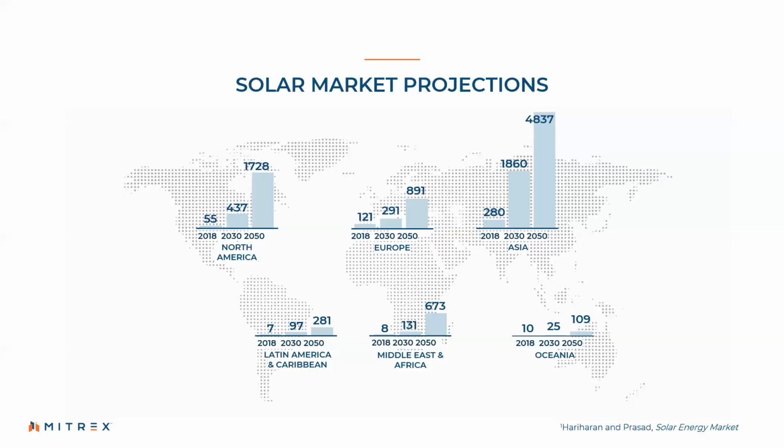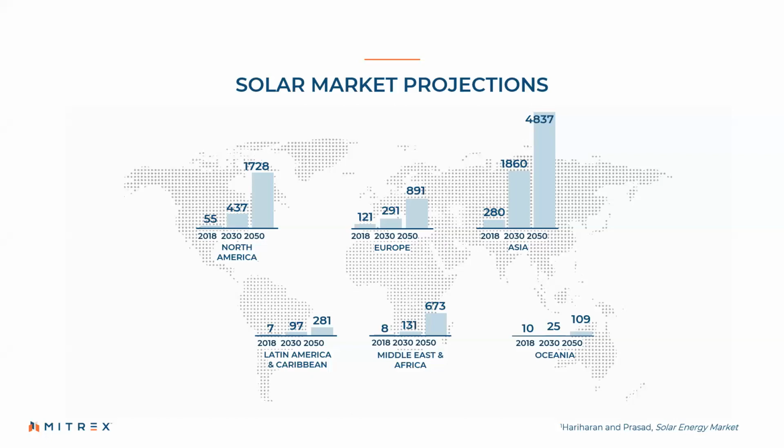Now, solar market projections is a really interesting slide because I was shocked, to be quite honest. So this basically represents gigawatt production. In 2018, North America produced 55 gigawatts of power. We are on track to get to 437 by 2030 and 1,728 in 2050. That is absolutely staggering.